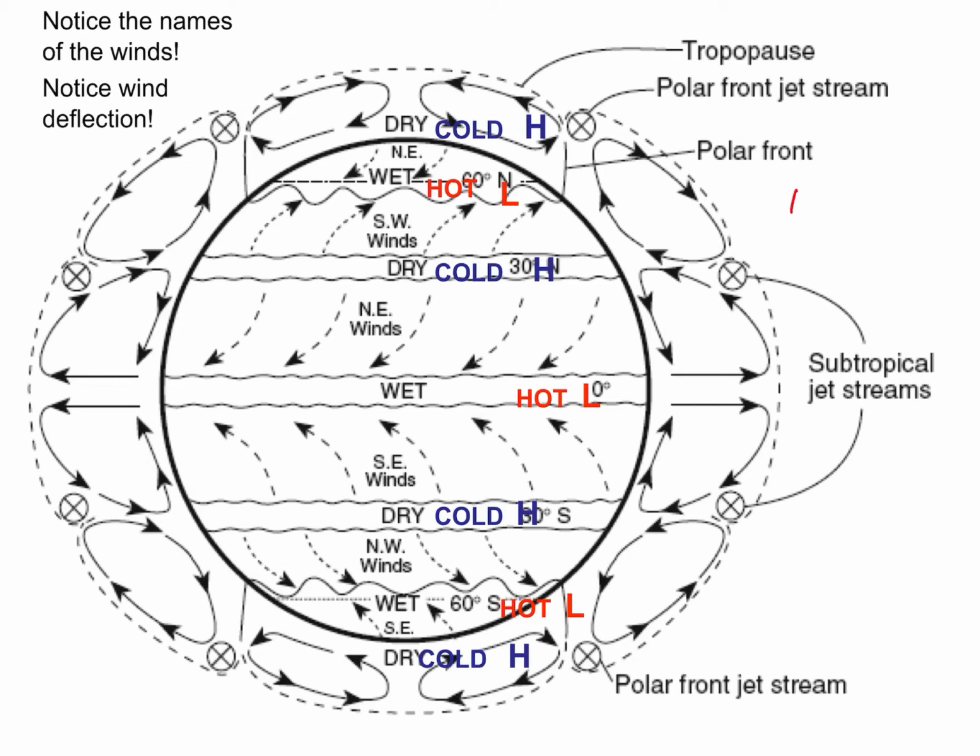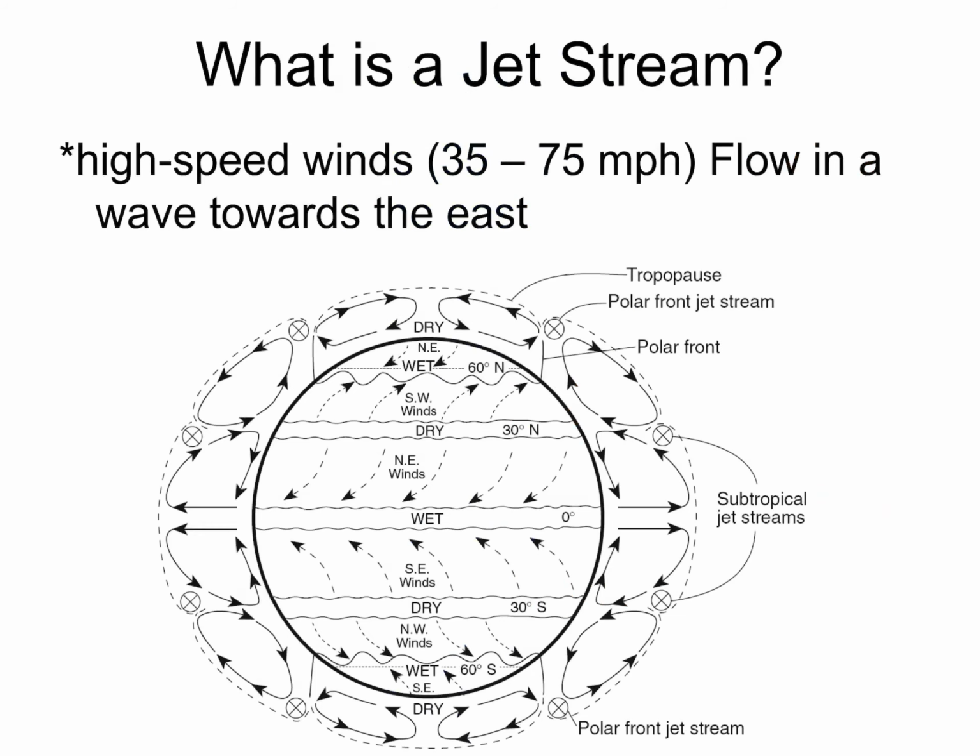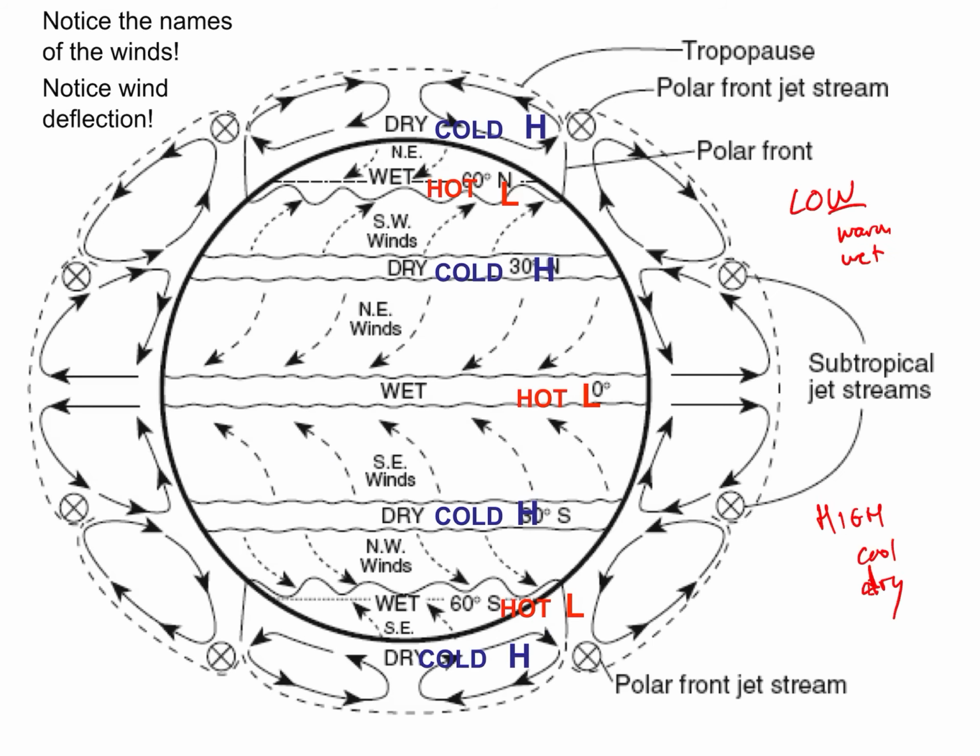We always remember this. Warm, wet, right? And then your high pressure systems are going to be your cool, dry areas. So all we did was add some temperatures to go along with the dry and wet, and the pressures to go along with the dry and wet. Now, what are those places called that are really, really wet? Those are going to be your rainforest, and places that are really dry are called deserts.